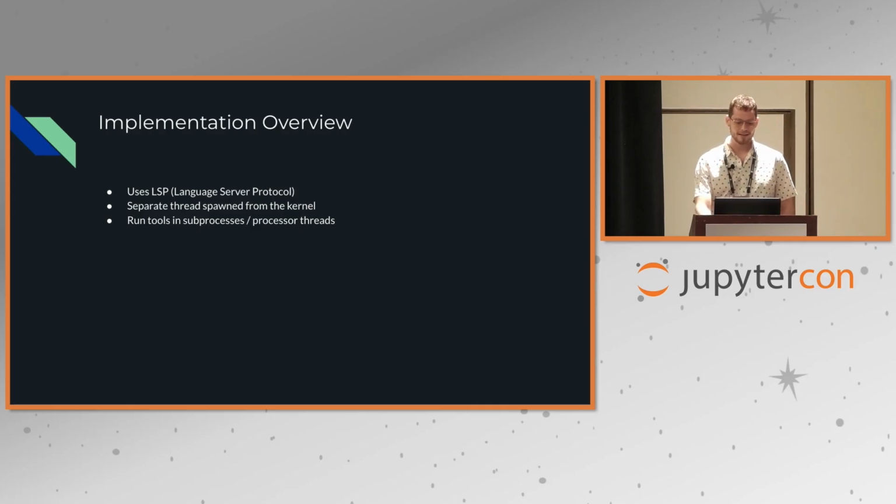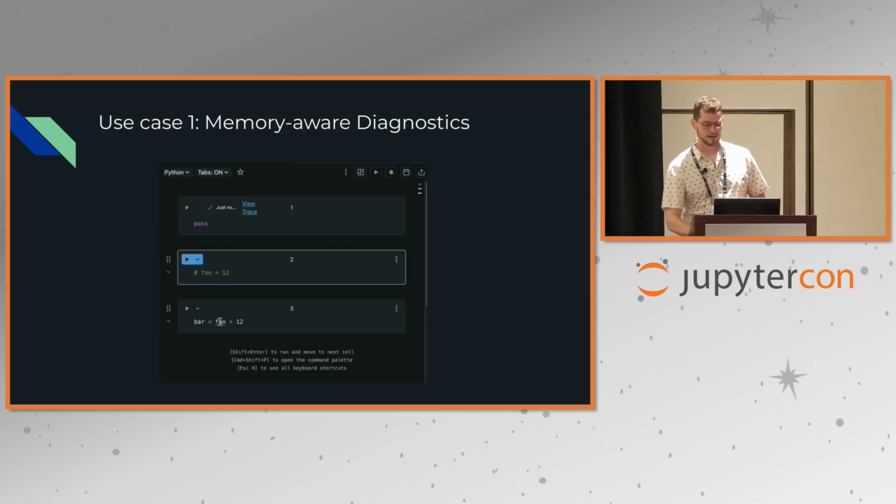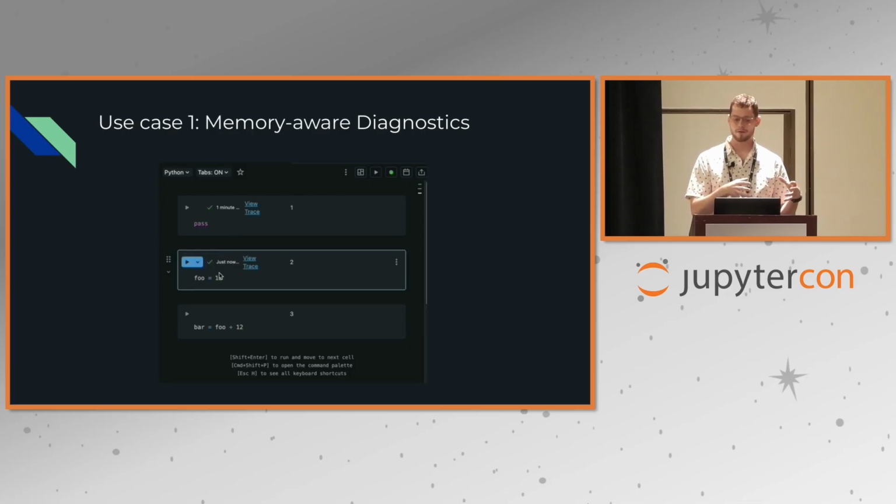And then inside of that language server thread, it can spawn off other subprocesses or threads to run all of these wonderful tools like Ruff. And then we either pre-process or post-process a lot of the outputs from these tools to add in that runtime-aware, kernel-aware magic. The most obvious example is a memory-aware diagnostic. In notebooks, you could define a variable, and then delete that cell or comment that thing out.